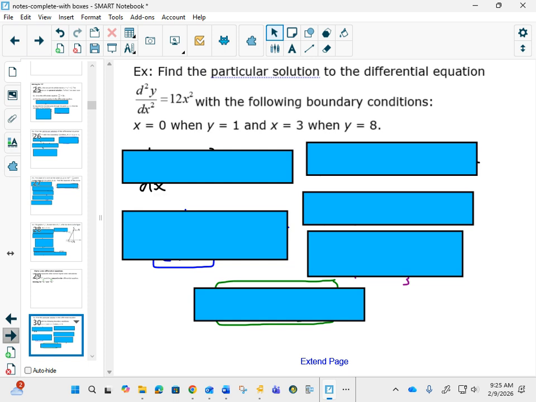So we want to find the particular solution. Anytime they're asking for this particular solution, they're asking for the original equation y equals. So if you want to find the particular solution and the differential equation you get is the second derivative, you know you have to work backwards twice to get there. And they give us two boundary conditions, that when x is 0, y was 1, and when x is 3, y was 8.